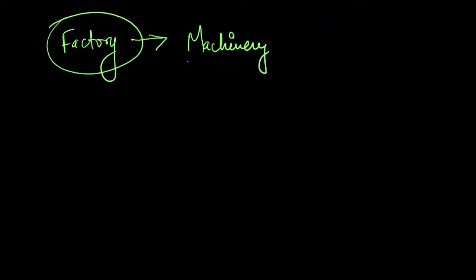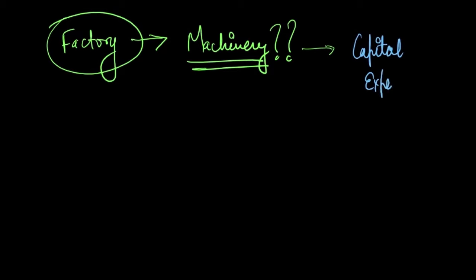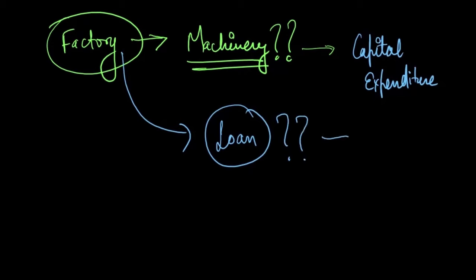Similarly, if the factory invests in machinery, what is it? Capital expenditure. Taking a loan from the bank: पैसा आया और हर बार नहीं आएगा. So capital receipt.